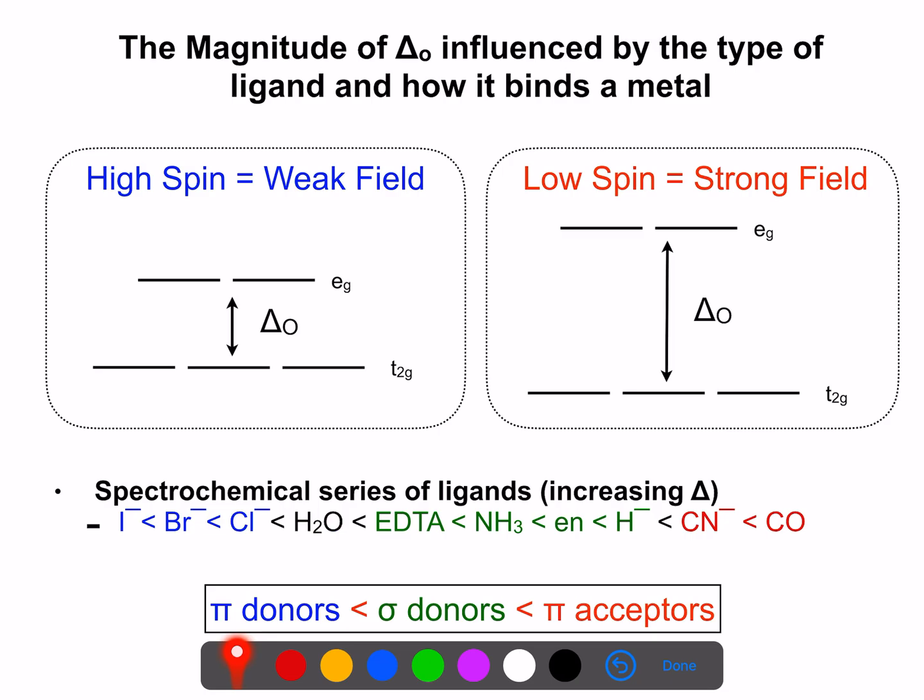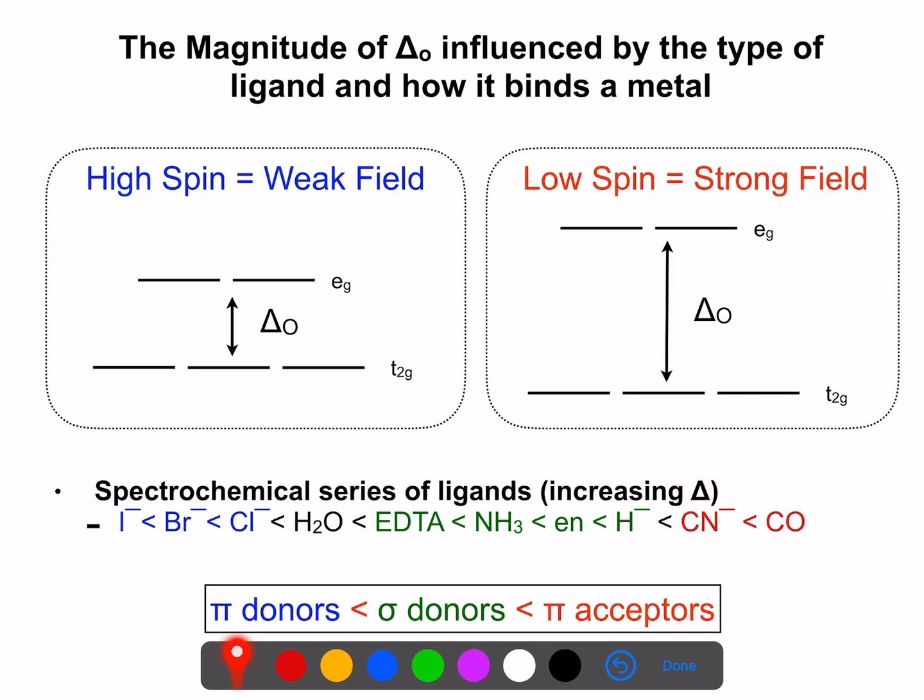Then we have ligands that are sigma donor only ligands, things like EDTA, ammonia, ethylenediamine, and hydride. These are good sigma donors, and the better sigma donor you are, the stronger field ligand you are. And then at the top of the spectrochemical series, we have pi accepting ligands. Notice here the pi accepting ligands are cyanide and carbon monoxide.